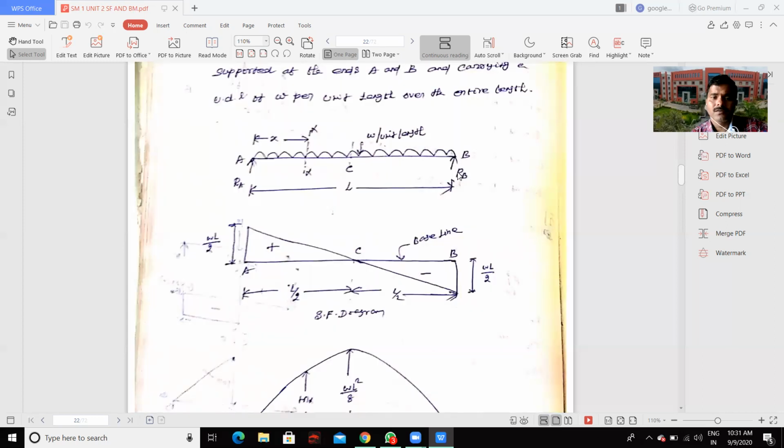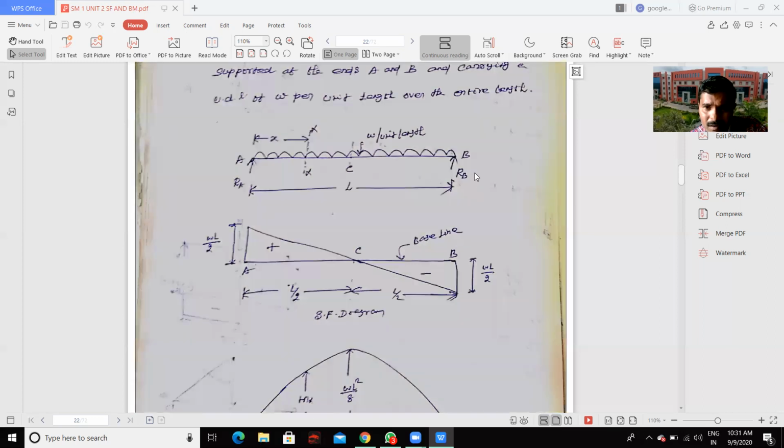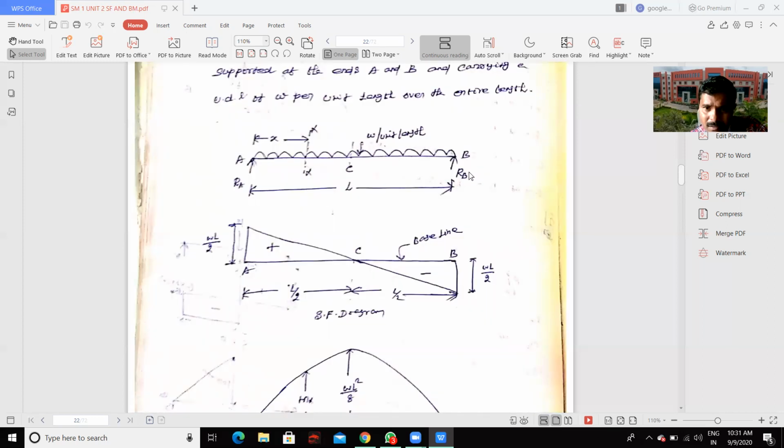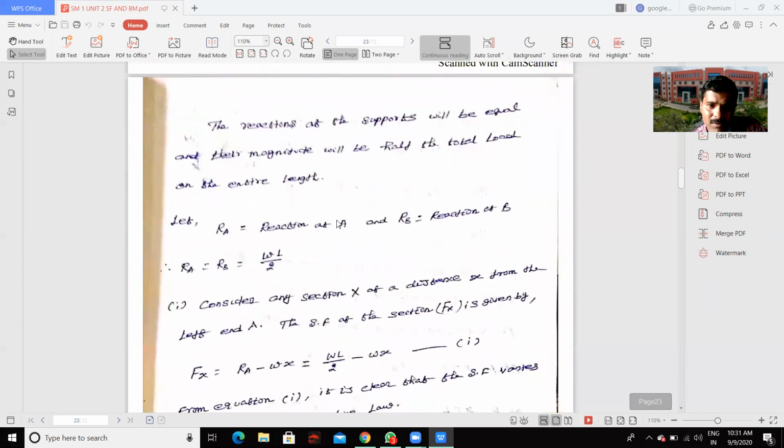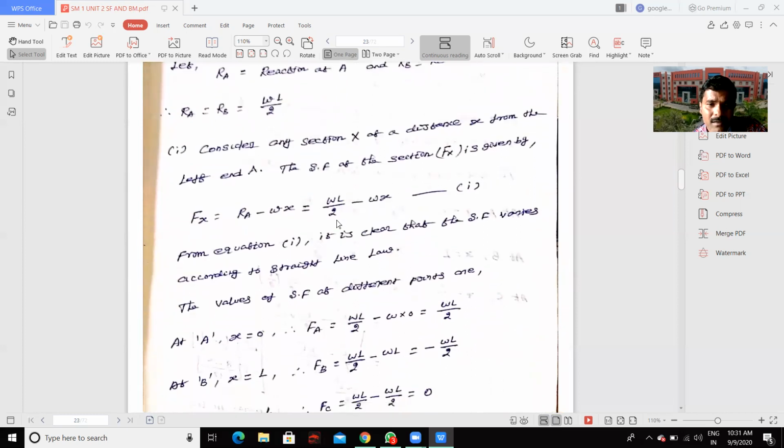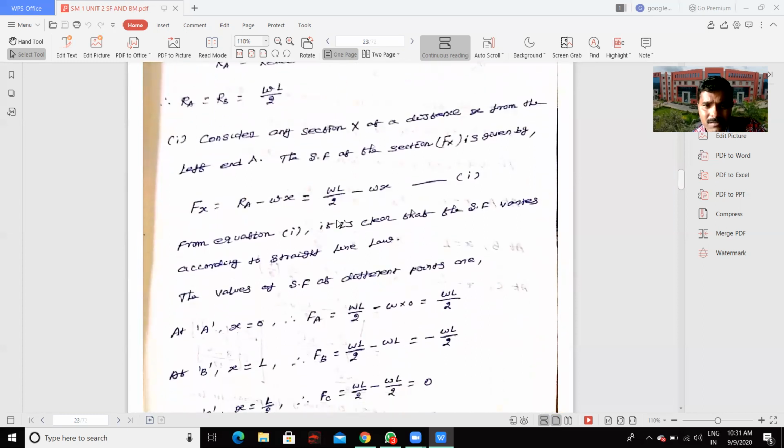Okay. So RA will be equal to WL by 2 and RB will be equal to WL by 2, which resist the WL. So WL by 2 plus WL by 2 is WL, which resists the WL externally applied load. Therefore, RA equals RB equals WL by 2. That is the reaction. Next, you need to draw the shear force diagram.